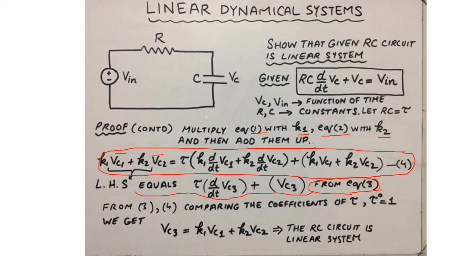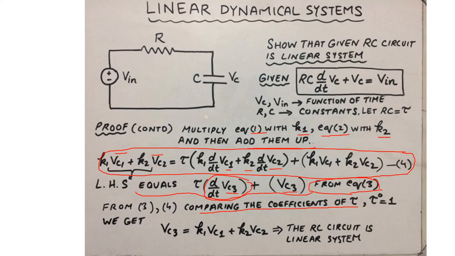Now we can easily say that equation 3 and equation 4 can be compared for the coefficients of tau. And so if you compare equation 3 and equation 4, in the sense that you compare the coefficient of tau in both the equations, this means that the derivative of VC3 equals k1 times the derivative of VC1 plus k2 times the derivative of VC2.